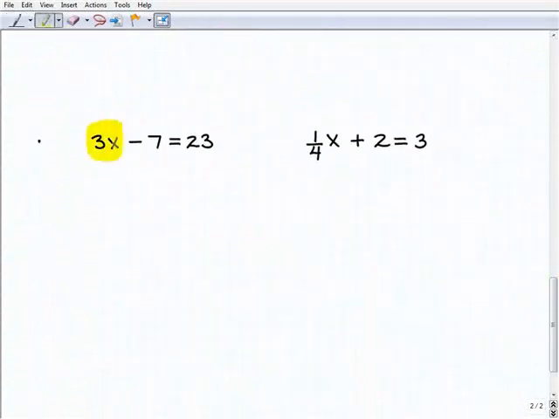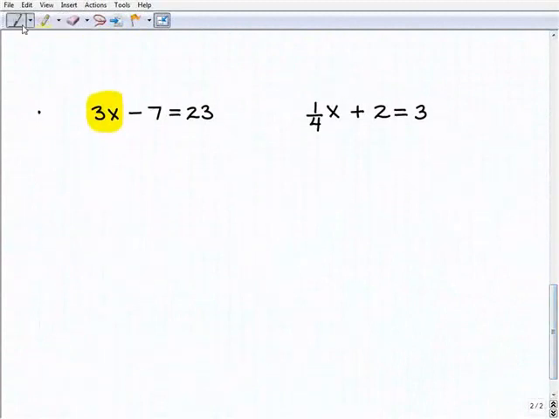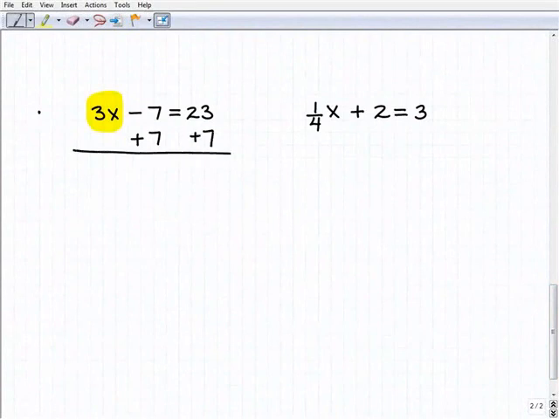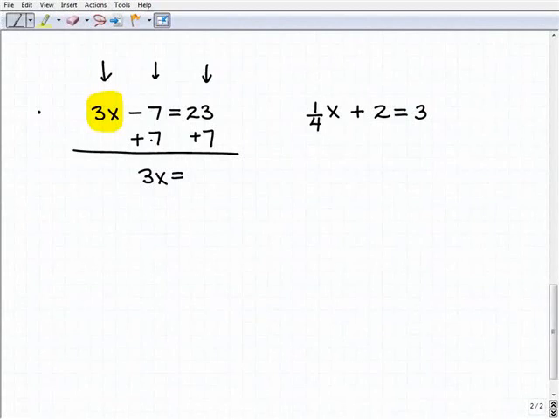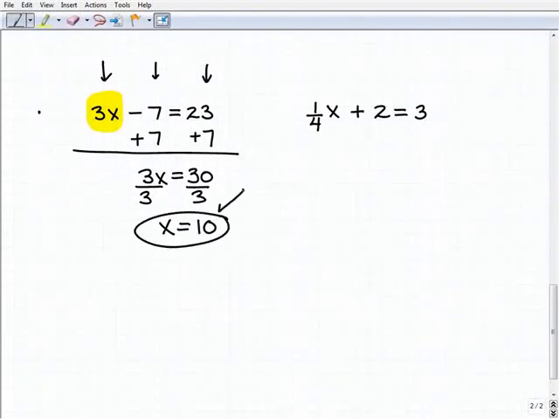So here we go. We have our term 3x, and I want to isolate it. So I'm going to go ahead and add 7 to both sides of the equation to get that 3x by itself. So I'm going to get 3x. Remember, you're adding down in this column form, if you will. So -7 plus 7 is 0. Okay, 3x plus nothing is 3x. Then we have 23 plus 7 is 30. So we have 3x equals 30. So to solve for x, I'm going to divide both sides of the equation by 3, and I get x is equal to 10.